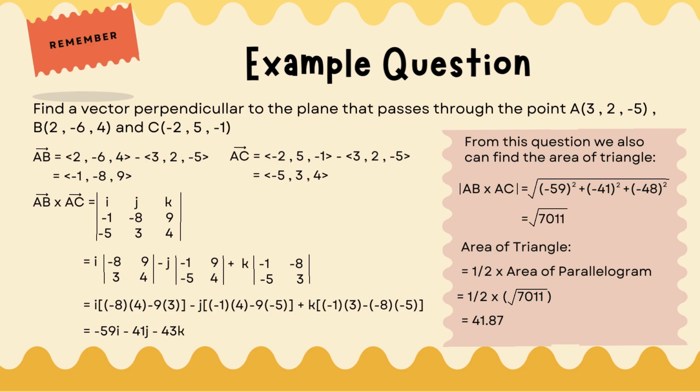Next, you need to multiply AB and AC. So just substitute the vectors you get into the formula that we used from the previous example. The final answer that you get is -59i minus 41j minus 43k.